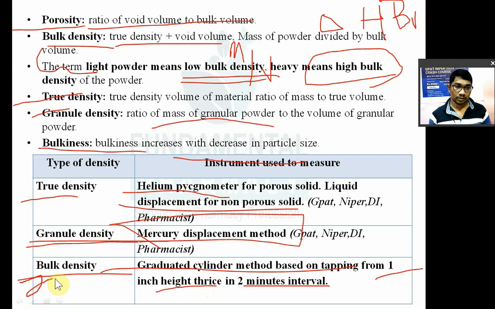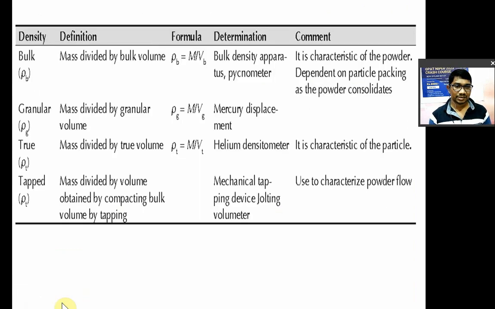In some pharmacopoeias you have 500 taps also. So 3 taps or 500 taps, then you have to measure the density. That is known as bulk density. Bulk density is simply measured by a measuring cylinder. Now for density: the definition, the formula, how to determine the density, and comments on it.